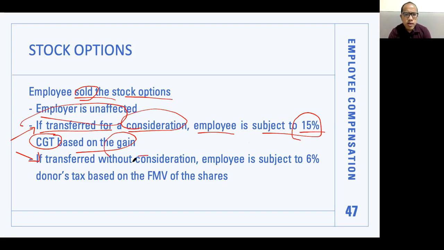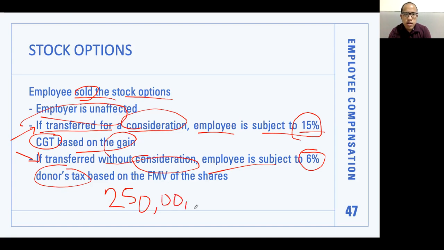If transfer niya without consideration, then it will be considered as a donation. Binigay mo without consideration. So donation yan. So the employee is subjected to 6% donor's tax. Pero meron siyang exempt portion, no? 250,000. We learned that in our Tax 2.